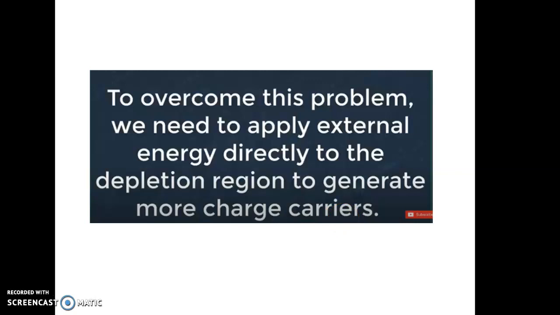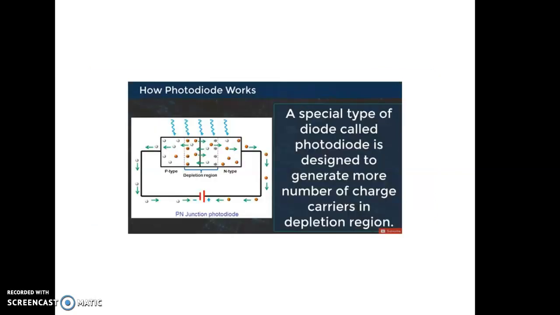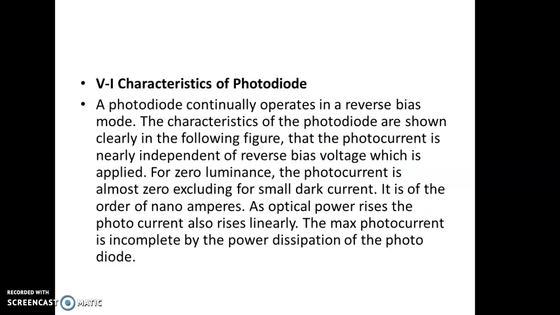So the minority carriers on the P side and N side increase due to reverse bias. The generation of charge carriers will be more. So a special type of diode called the photodiode is designed to generate more charge carriers in the depletion region. So a photodiode continually operates in reverse bias mode.